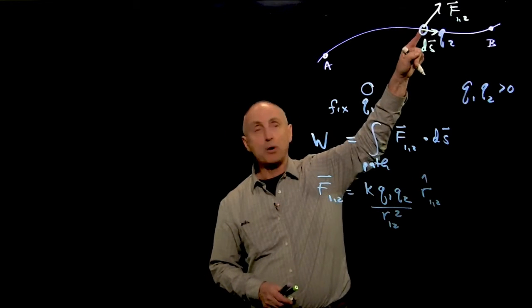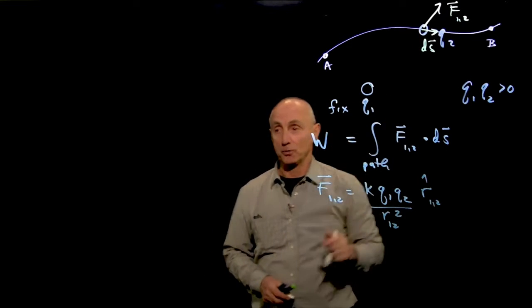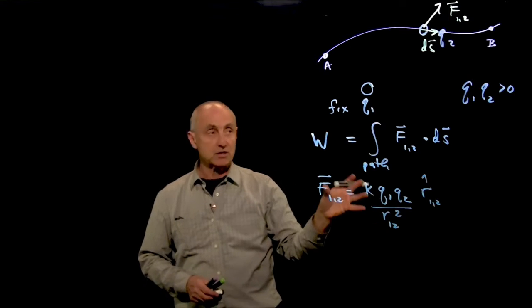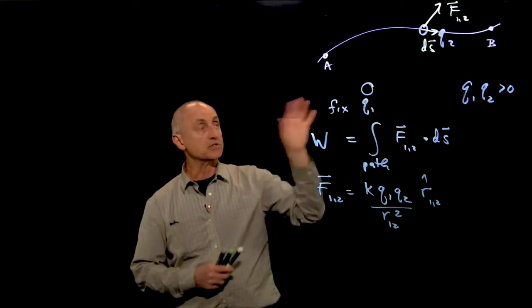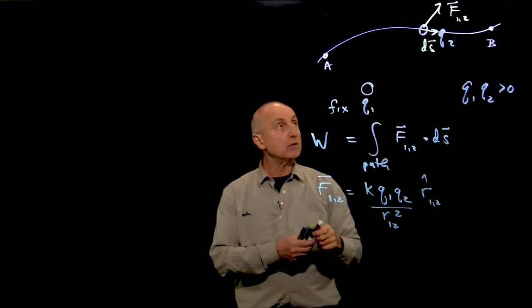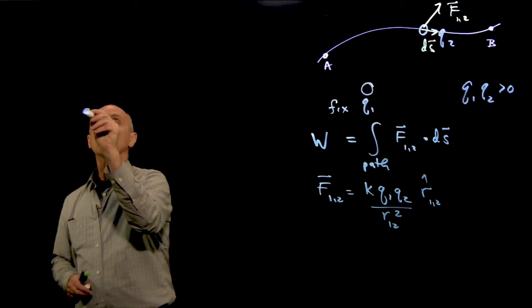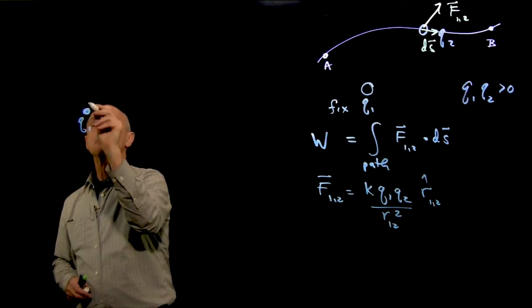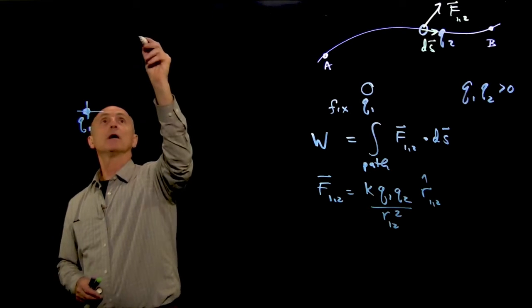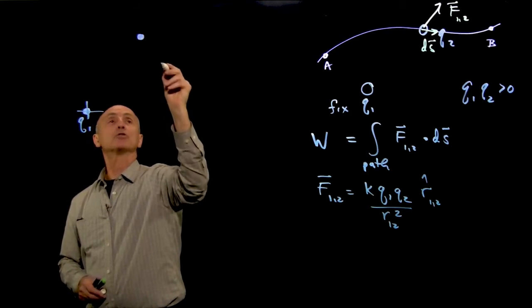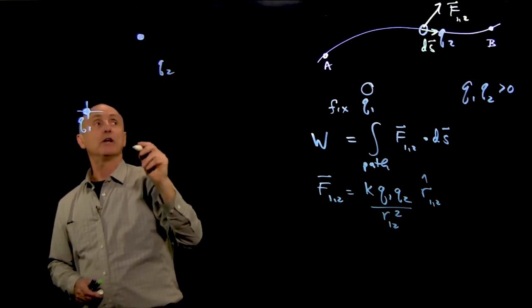This is the unit vector at particle 2 pointing from 1 to 2. And because we know Coulomb's law, that will make this calculation easy. Now, in order to do it, let's choose a coordinate system. So we'll start again over here, q1. This will be at the origin of our coordinate system. And we'll place particle 2, q2, over here.